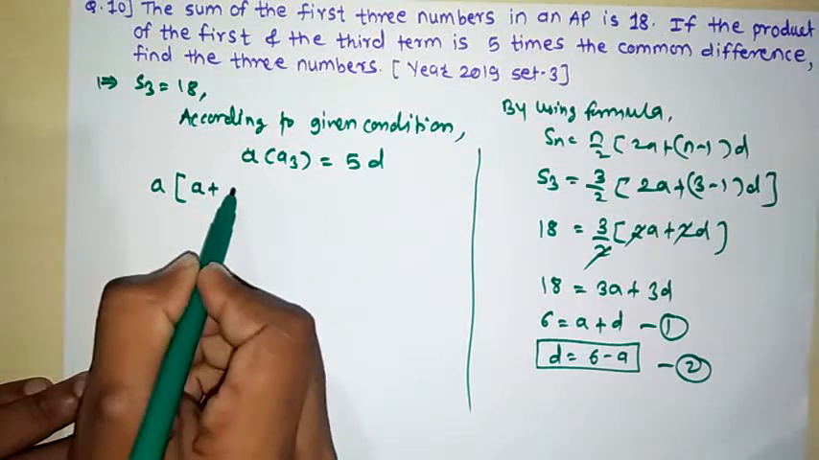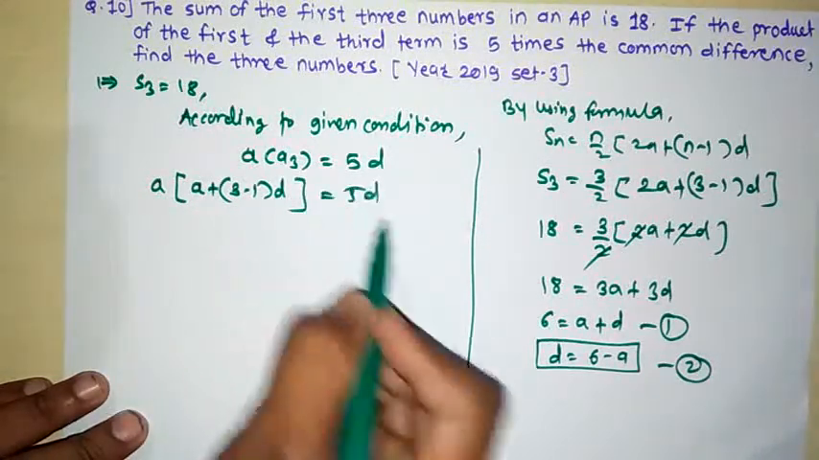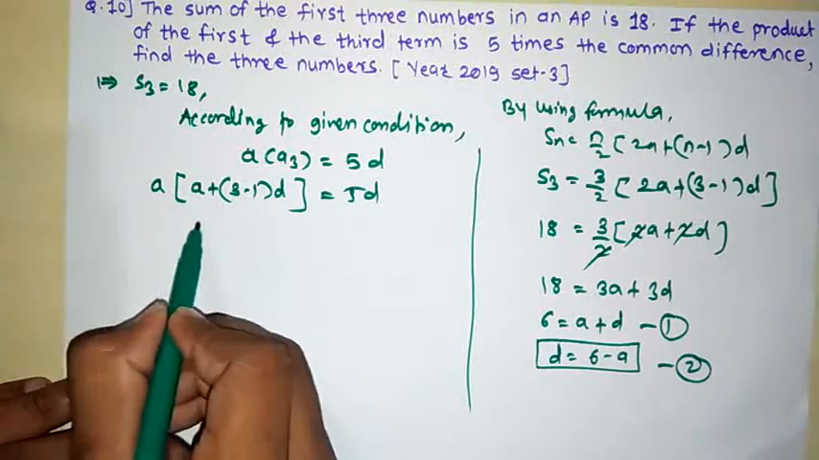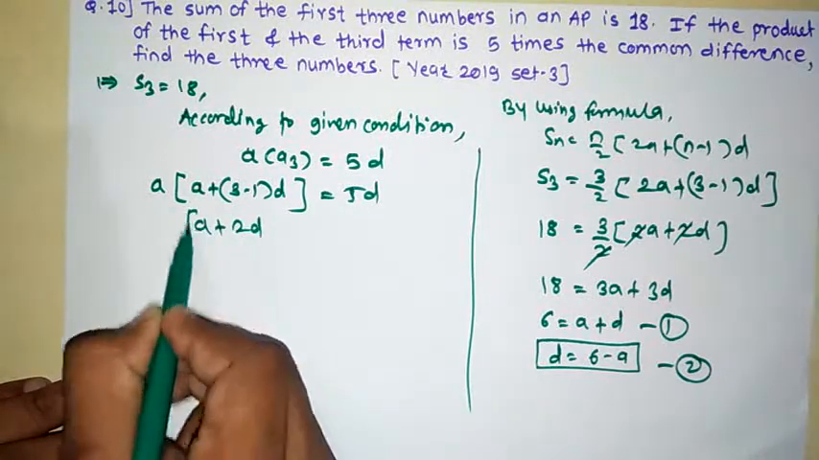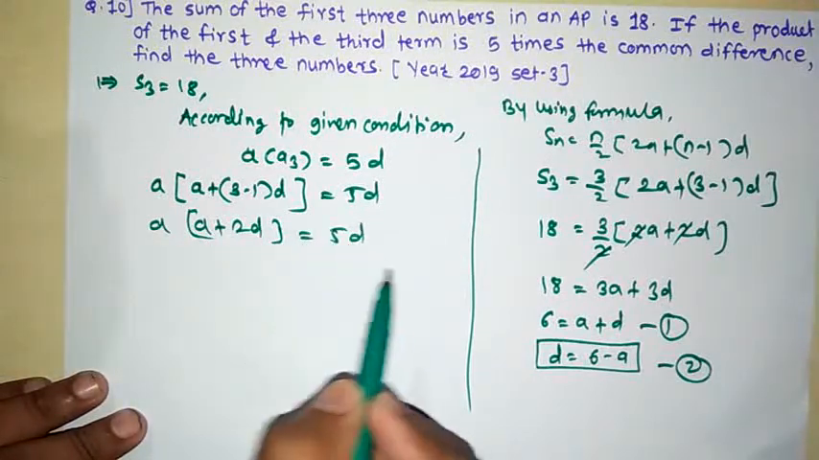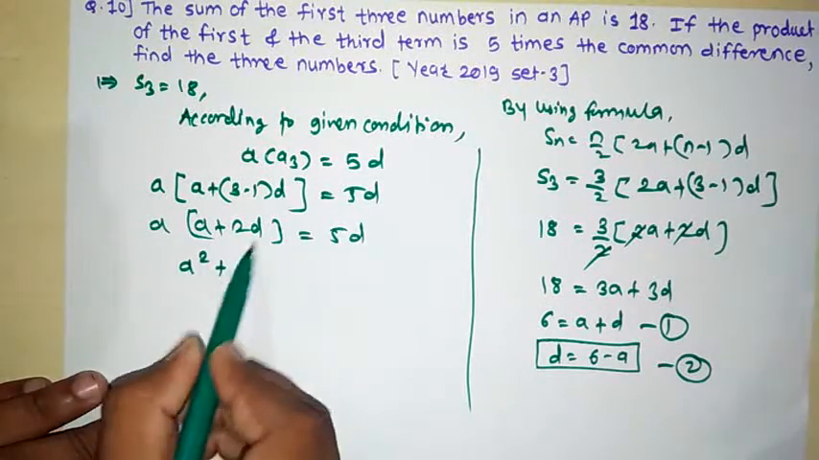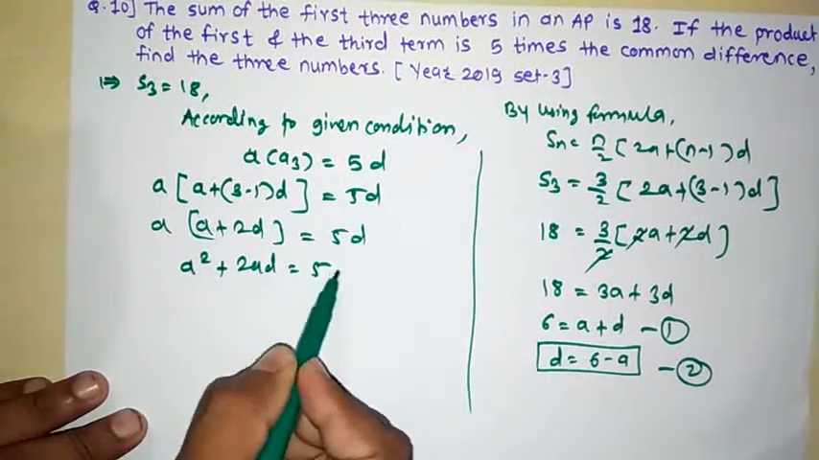a plus (3 minus 1) into d is equal to 5d. Now 3 minus 1 is equal to 2, so we get a into (a plus 2d) is equal to 5d. Now we will multiply this in the bracket. a into a is equal to a square, a into 2d is equal to 2ad, is equal to 5d we got.